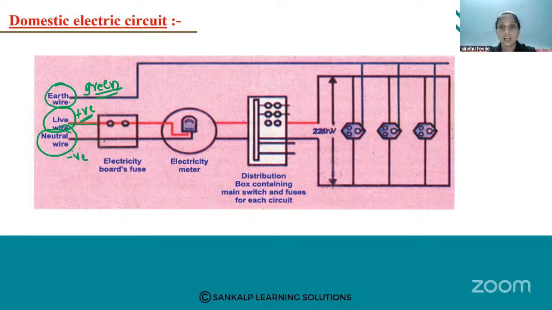Let us see how they are connected in circuits. Ivu circuit alli hege connect agirutte annodanna nodona. First, live wire, or positive wire, and neutral wire, both the wires are connected to the electricity board's fuse. Through this fuse it is connected to our main electricity meter.